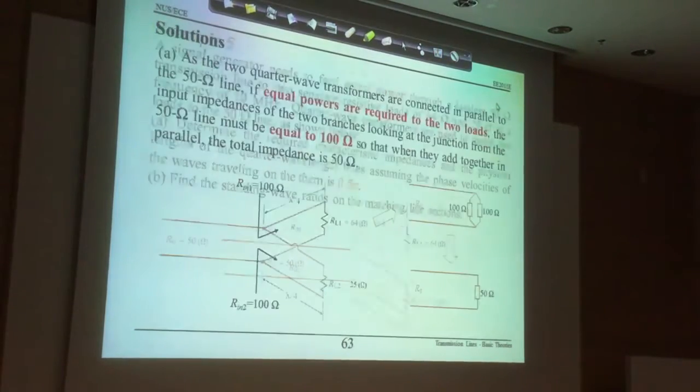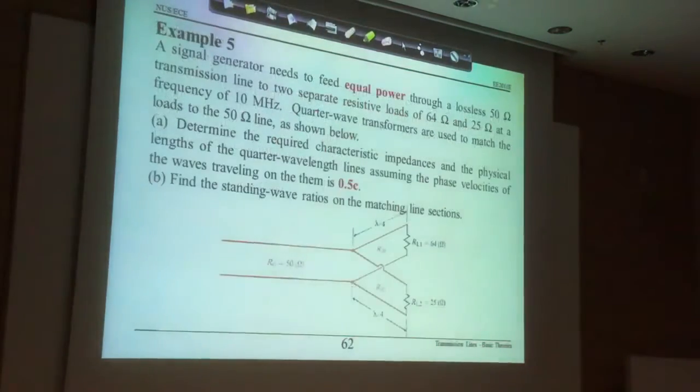Now let's look at the last example in this chapter. This is another very classical example. Now, what is the problem?